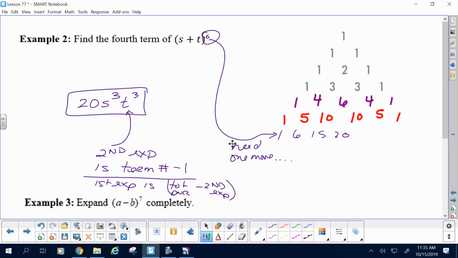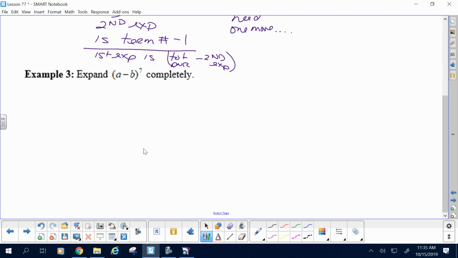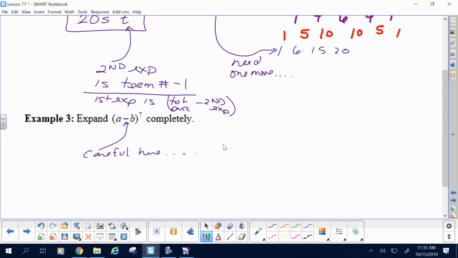All right, last but not least, let's talk about yucky ones. This one is a little yucky because of the negative. So be careful. Write yourself a note here. Negative, careful there. All right, so do you have somewhere in your paper the row we're going to need of Pascal's triangle? It's something like 1, 7, 21, 35, 35, 21, 7, 1. Okay, so there's your coefficients.